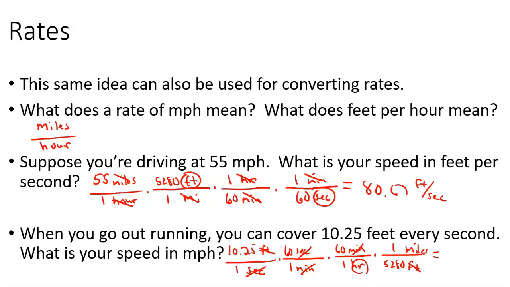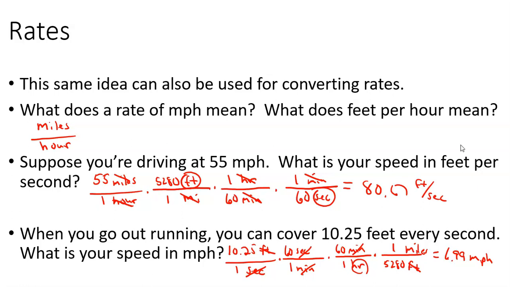So if I take 3,600, which is 60 times 60, multiply it by 10.25, and now divide that by 5,280, you're running at about 6.99, almost 7 miles an hour. So here, I'll give you 6.99 miles per hour. So it's roughly 7 miles an hour is the equivalent of covering 10.25 feet every second. All right, so that's the English system.